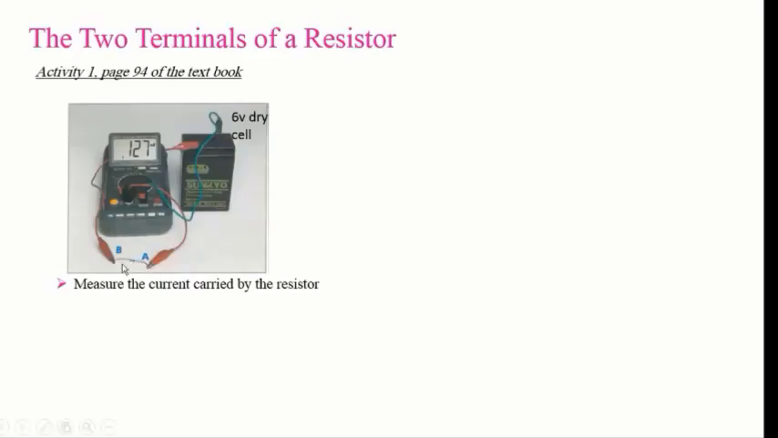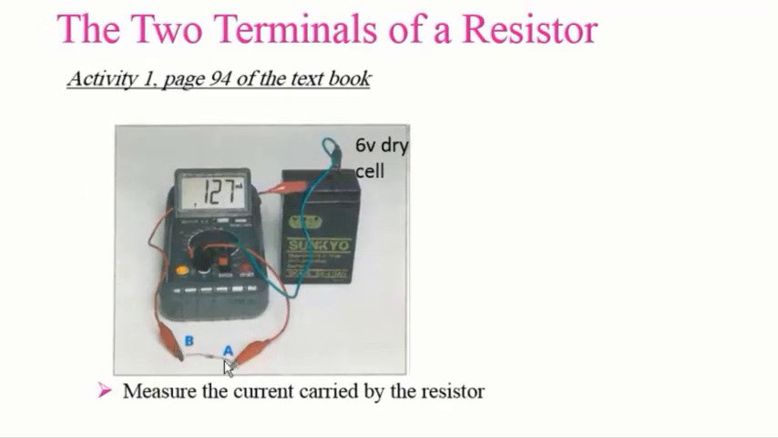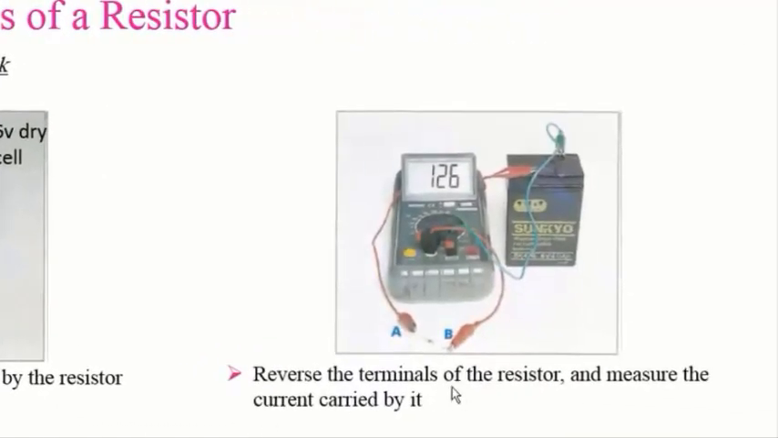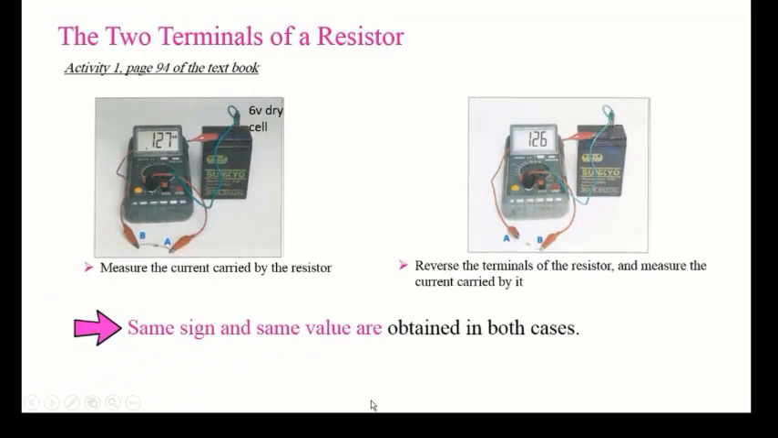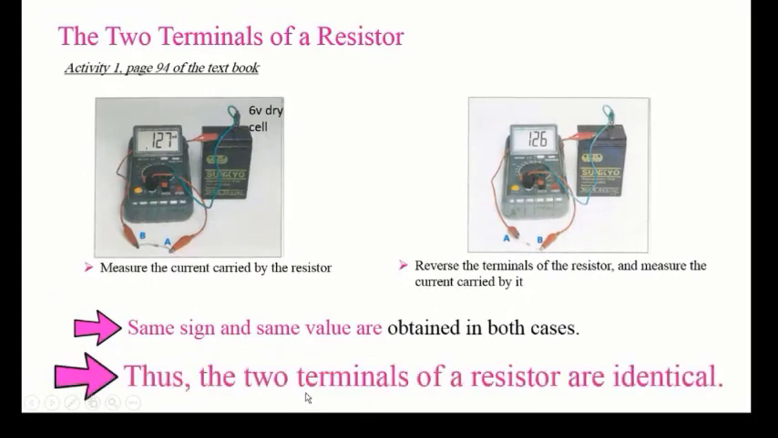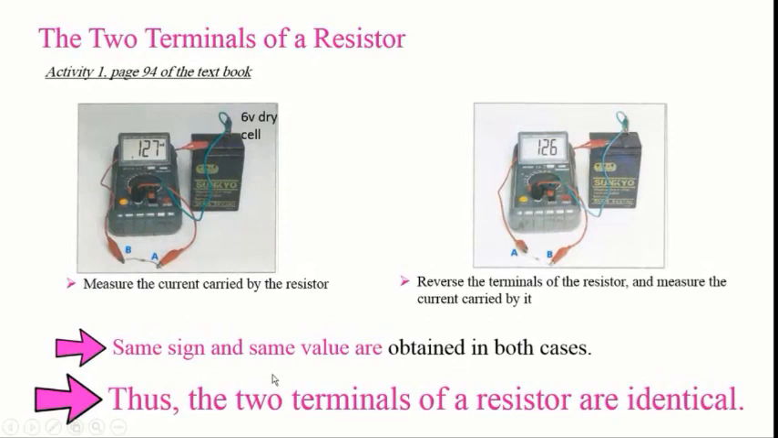In this activity, we will measure the current carried by a resistor having the two terminals A and B, connected to a 6-volt dry cell by using an ammeter. The value read by the ammeter is 127 milliamperes. Now, we will reverse the terminals of the resistor and measure the current again. As you can see, the value is approximately the same. Same sign, same value are obtained in both cases. Thus, the two terminals of the resistor are identical.